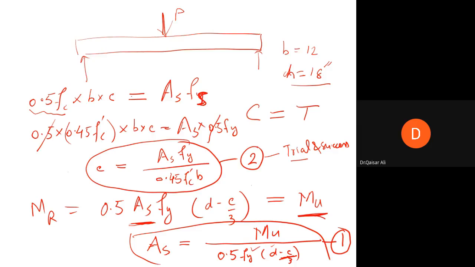And with the increase in P, Mu will keep on increasing, and with the increase in Mu, the AS required will also keep on increasing.